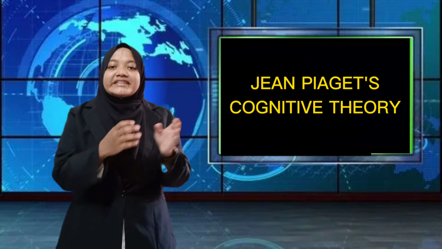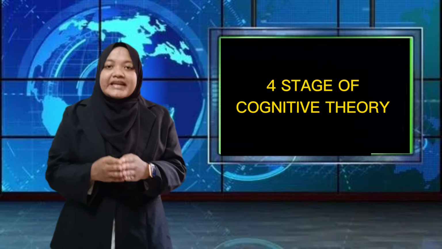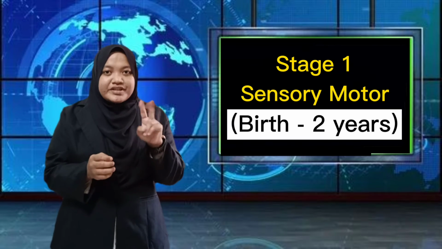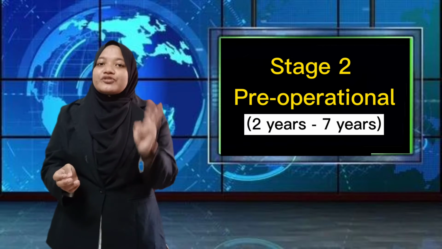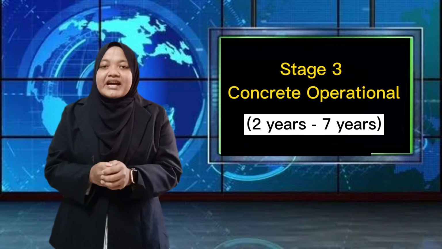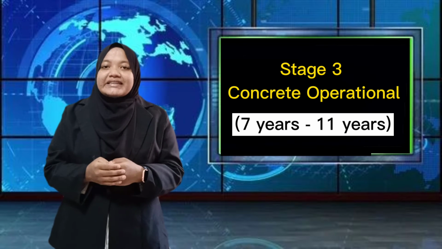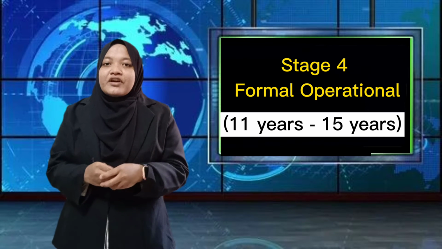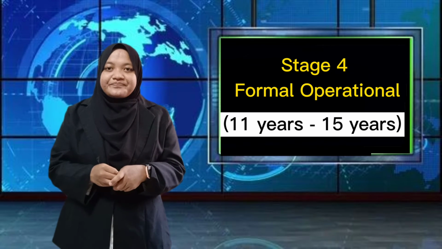So we move to the cognitive theory of Jean Piaget. There are 4 stages. The first stage is sensorimotor, from birth to 2 years old. The next stage is preoperational, for 2 years old till 7 years old. The next stage is concrete operational for children 7 years old until 11 years old. And the last stage is formal operational for young teenagers aged 11 years old until 15 years old.